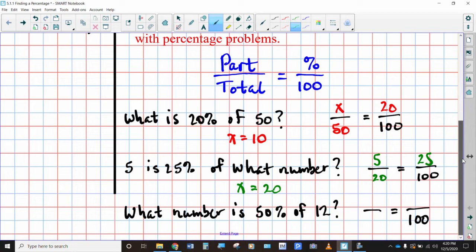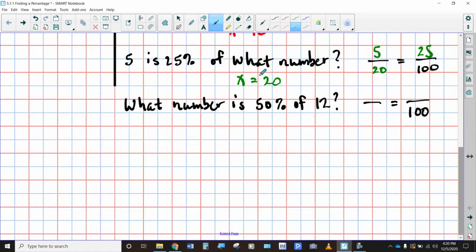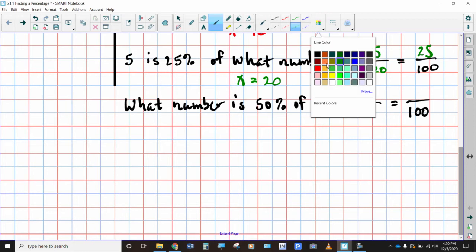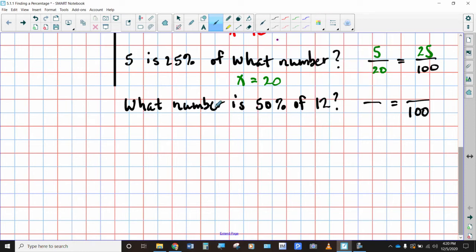And then in the last situation, let me go ahead and do this one in, what color should I choose? How about purple? Okay, so it says, what is 50% of 12? So let's put our 50%, that goes above the 100. In this case, we know the total is 12 because it's out of 12, and we have to solve for x. All right, this becomes a little bit more complicated.